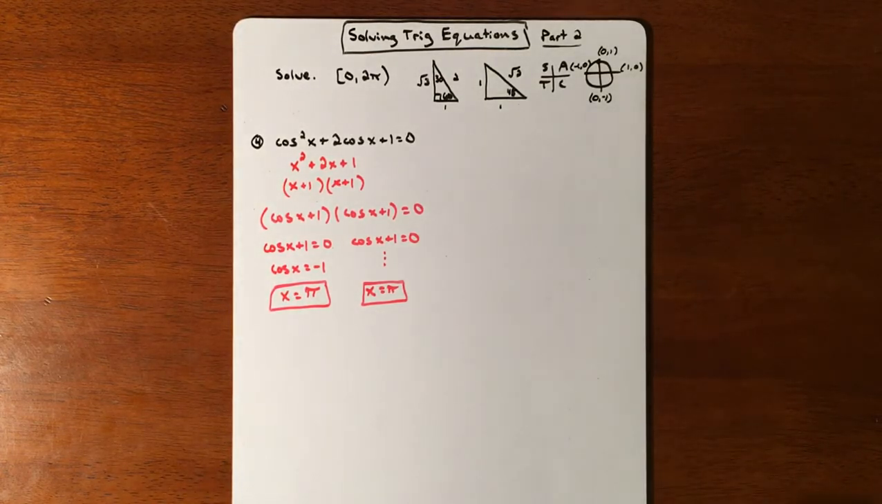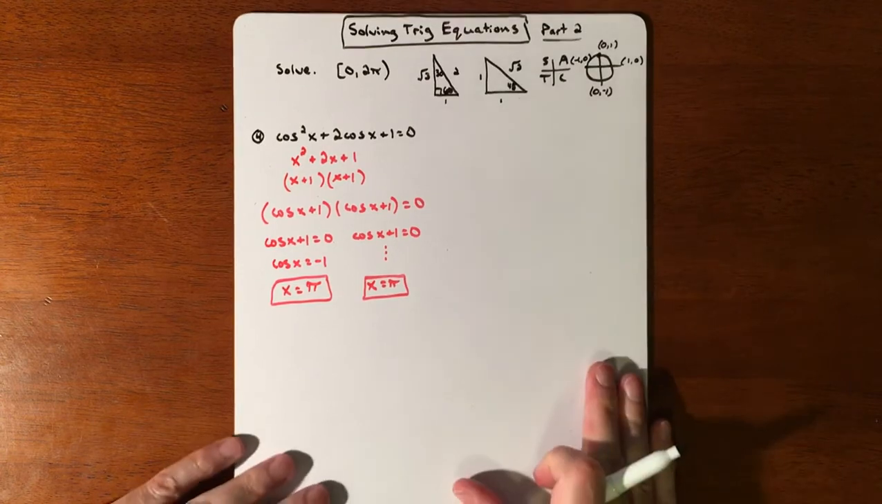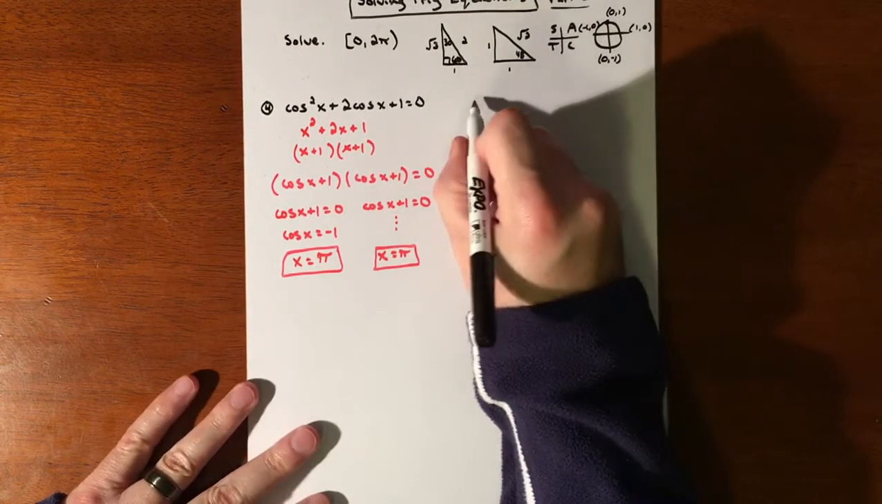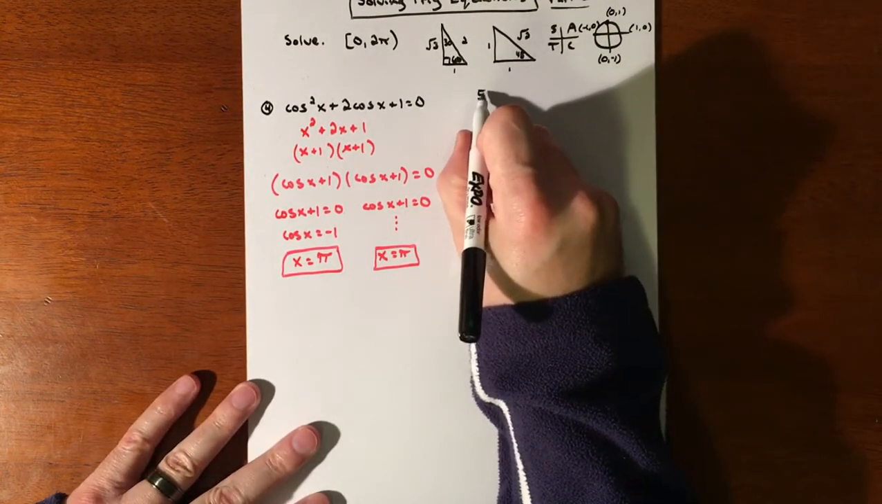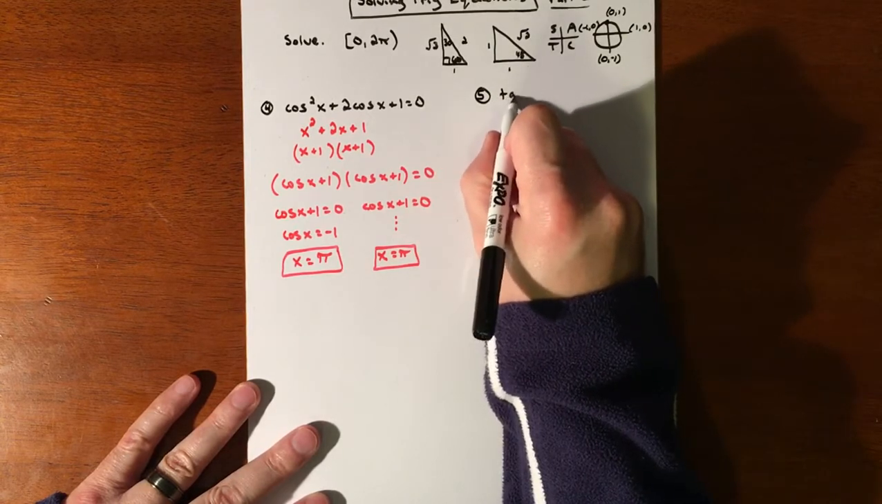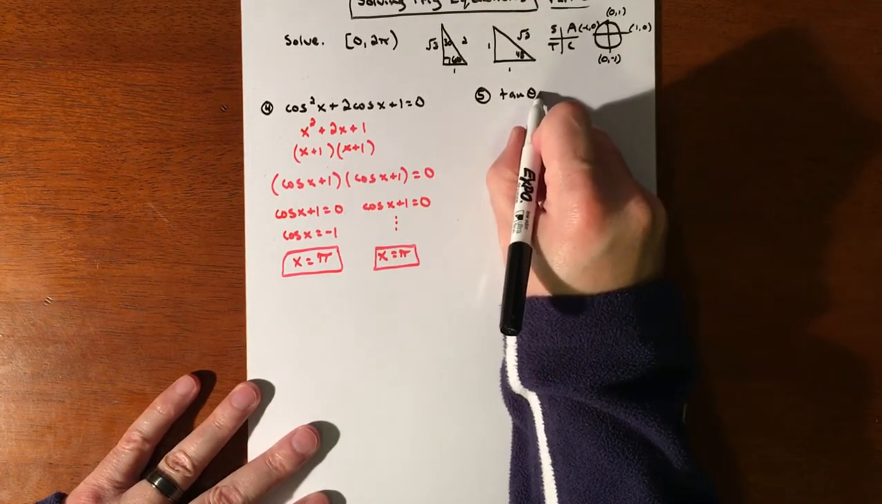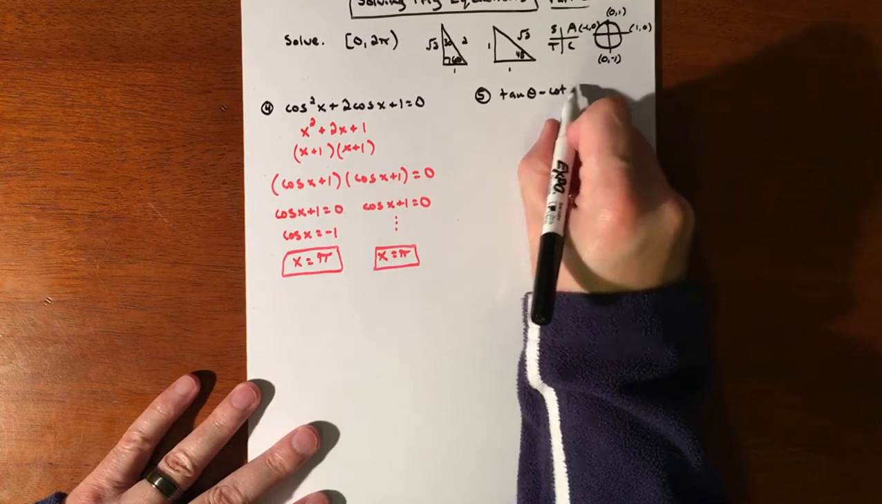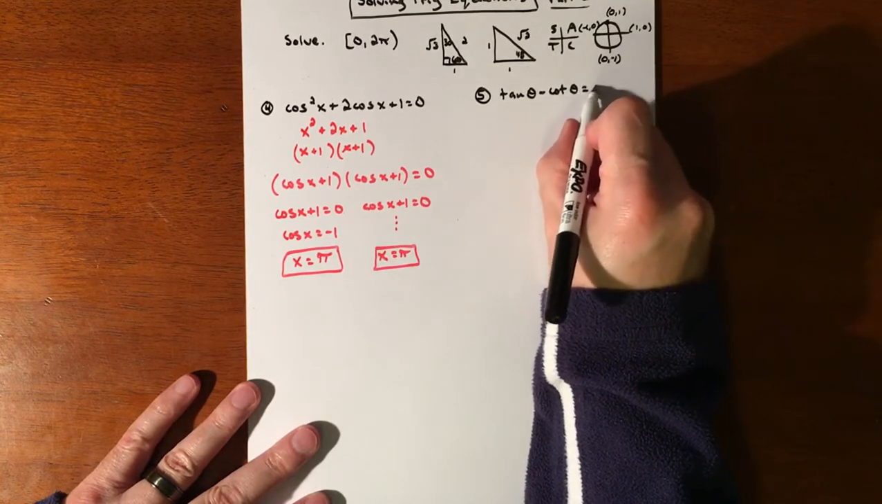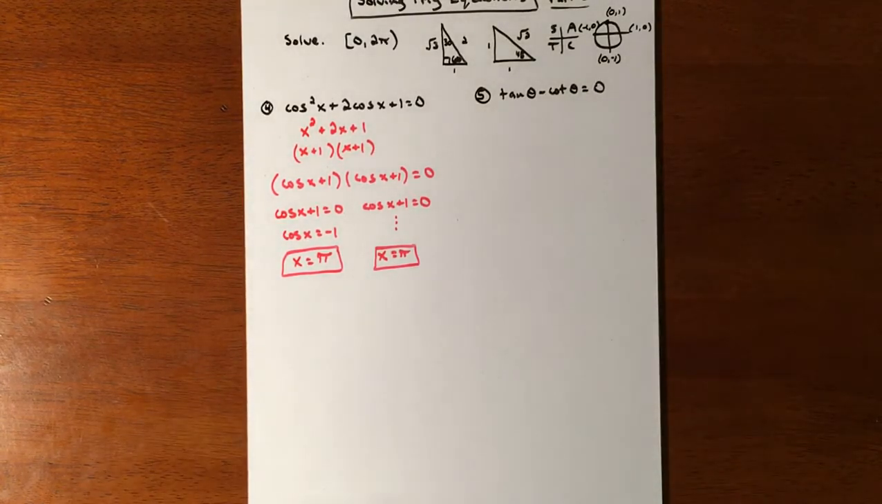So let's do another one. All right, we got ourselves a tangent theta minus cotangent theta equal to 0. So when is tangent theta minus cotangent theta equal to 0?